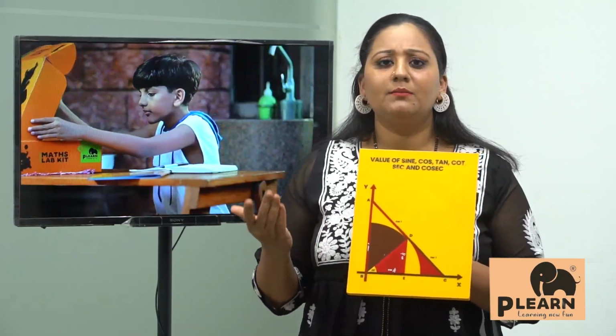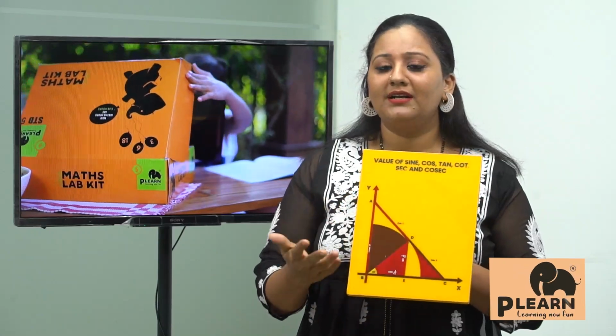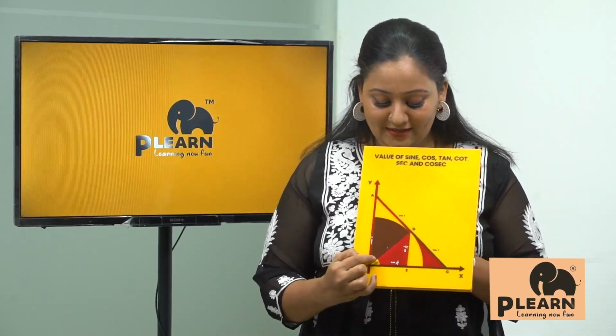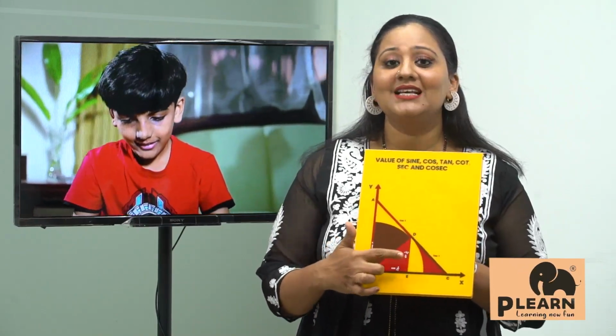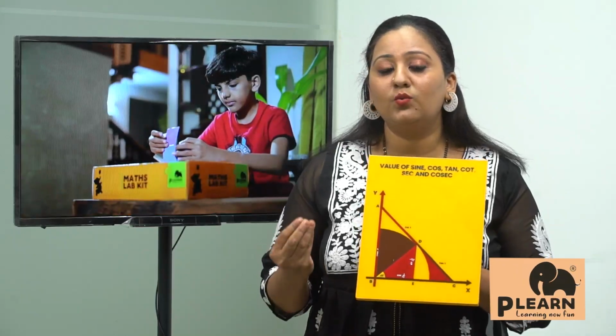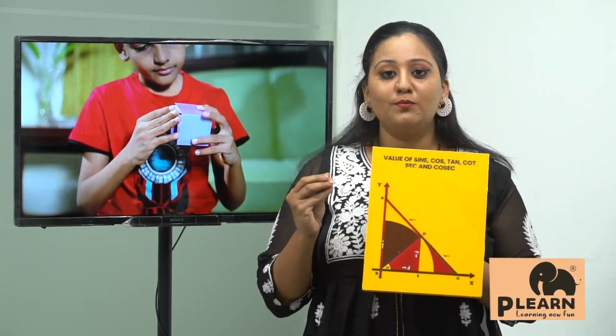Any number divided by 1 will give you the number itself, right? So the perpendicular divided by 1 will also give you the perpendicular itself. And this side, the opposite side of this angle, the perpendicular, is sine. Now, sine 45 degrees is equal to 1 by root 2. 1 by root 2 can be written as root 2 by 2.